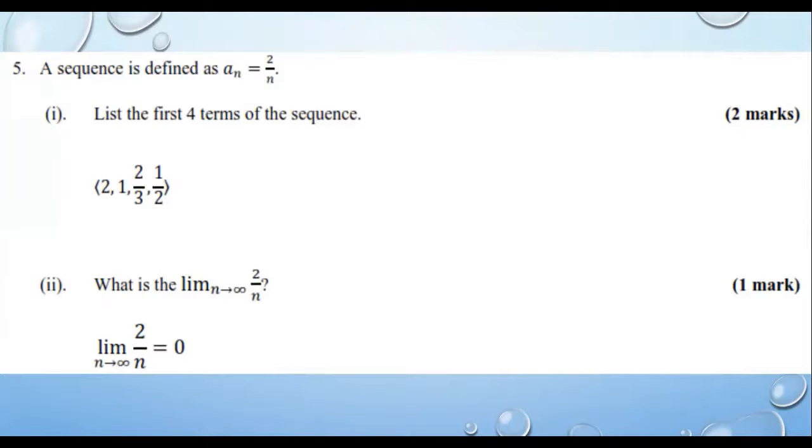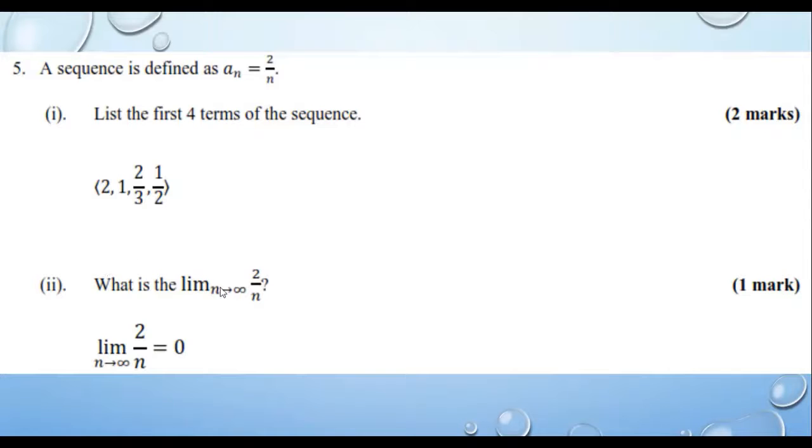Now, the homework that was given says: a sequence defined as a_n equals 2 upon n. Write the first four terms of the sequence. So for the first four terms, in place of n, put 1 to find the answer. You'll get 2 upon 1, which is 2. In place of n, put 2: 2 upon 2 is 1. Then 3 gives 2 upon 3, and then put 4, you get 2 upon 4, which is half in simplified form.